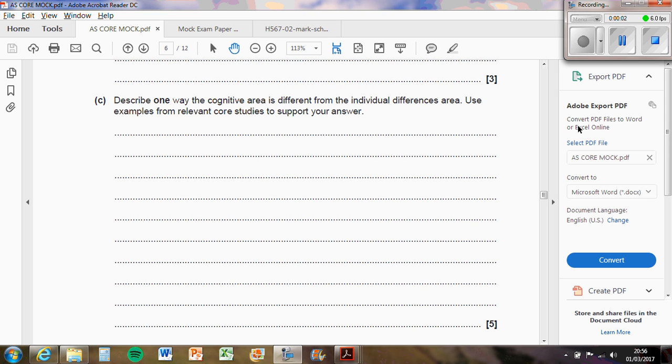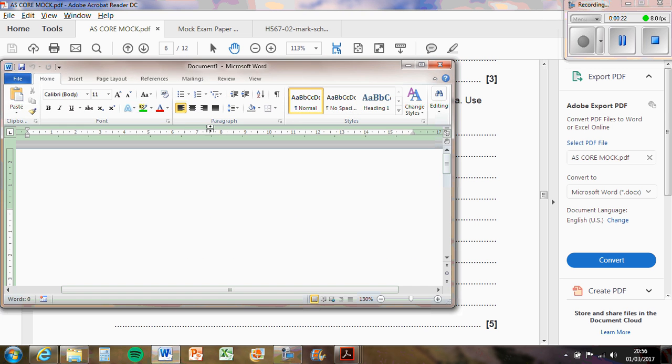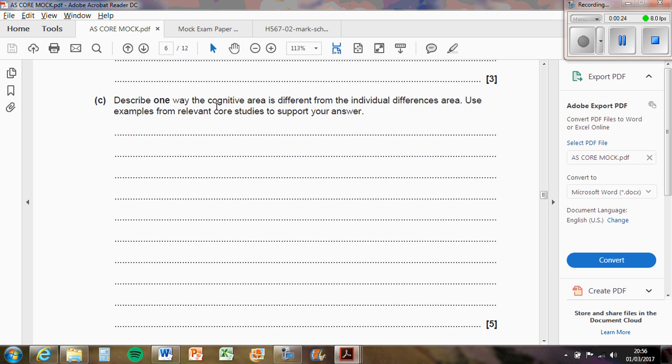So this question says, describe one way the cognitive area is different from the individual differences area. Use examples from relevant courses to support your answer. Now, if you're comparing approaches, when we've evaluated approaches, we've looked at kind of things like, in fact, I'm going to put it on a Word document so that you can see basically what I mean, so you're not just trying to listen to what I'm saying.